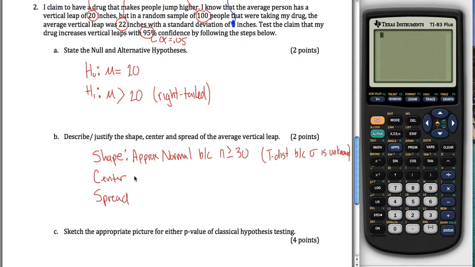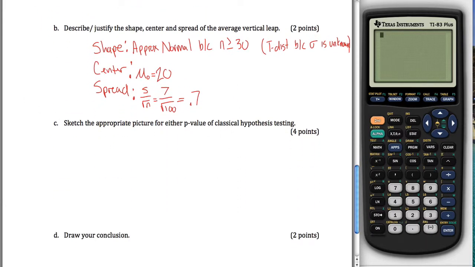All right, center. The center is given by mu naught, which was 20. The spread is s divided by the square root of n. S in this case was 7 inches. That's the one I changed. N was 100. 100 people. So that's 7 over 10. That's 0.7.